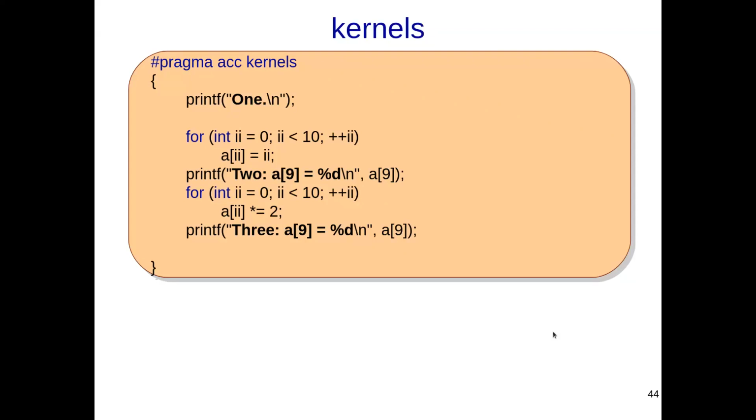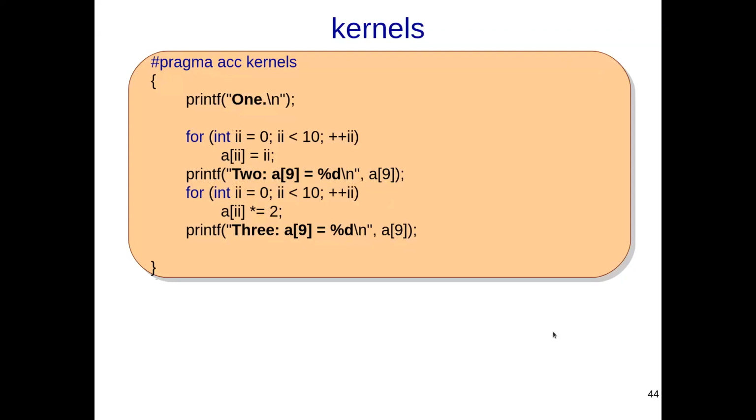But it should not be run in parallel with the first for loop, right? It should run after the first for loop is over because there is a dependence, right? I am writing something to a of i in the first loop, and reading from a of i as well as writing to a of i in the second loop.